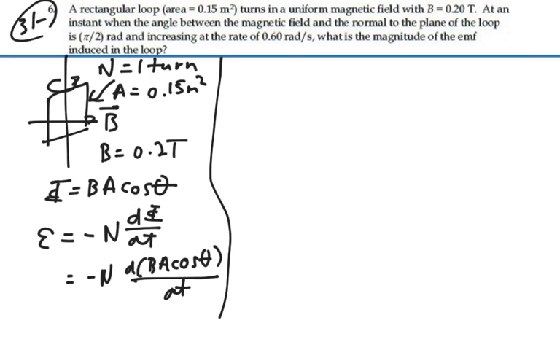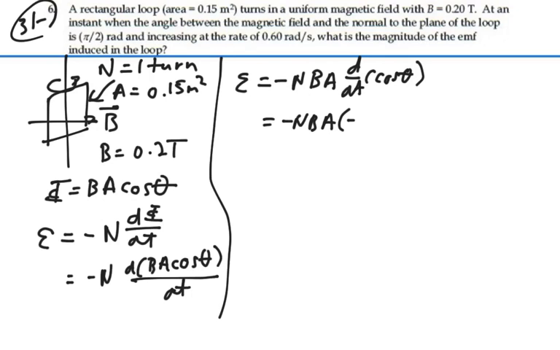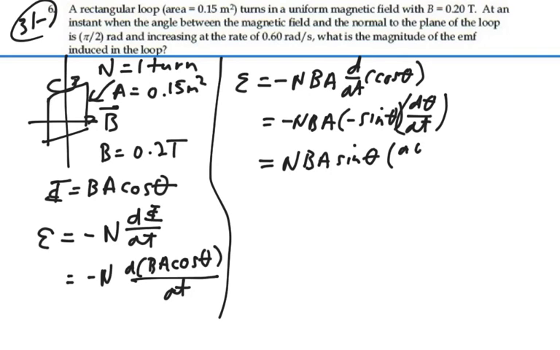Theta is the only thing that's really changing here, so we can take the field and the area out of this derivative, and so our induced voltage, EMF, will be equal to the negative number of turns times the field times the area times the derivative of the cosine of theta. So that's negative number of turns, field, area, and that will give me negative sine theta d theta dt by the chain rule, the change in theta with respect to time. So this will be number of turns, field, area, sine theta d theta dt.